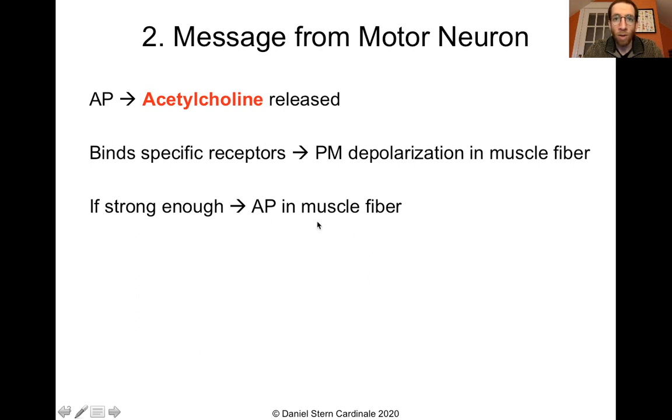Now remember, muscle fibers are one of two types of excitable cells I mentioned a little while back. The other type that we've already gone into in detail are the neurons. So muscle fibers, in addition to neurons, are one of the types of cells in the body that is capable of rapidly changing its membrane potential. In other words, it can experience an action potential. So if that depolarization from the motor neuron is strong enough, you will get an action potential in the muscle fiber, and that will lead to contraction of that cell.